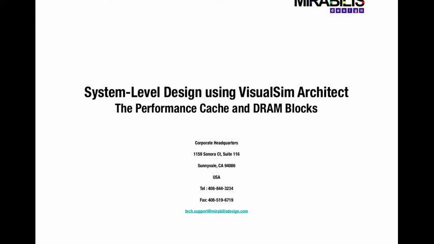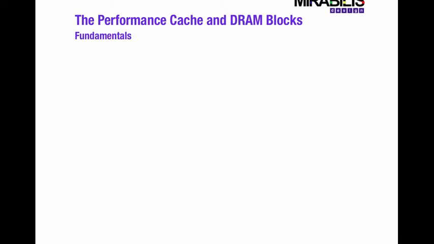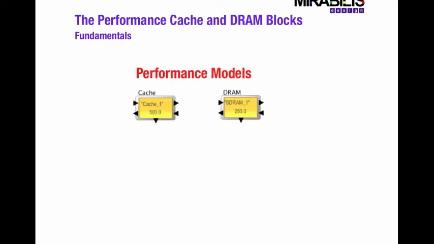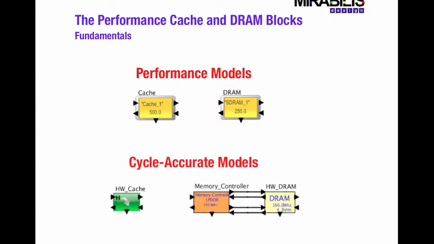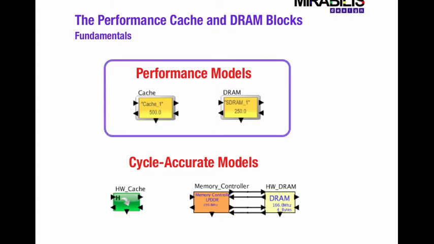The focus of this video is on the performance cache and DRAM blocks. Now within VisualSim Architect we have two categories of these kinds of blocks. The first category is the performance models of the cache and DRAM, and the second category are the more detailed cycle accurate models. And in this video we are going to be focusing on the first category of performance models.